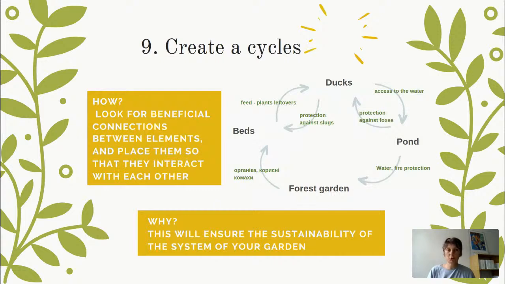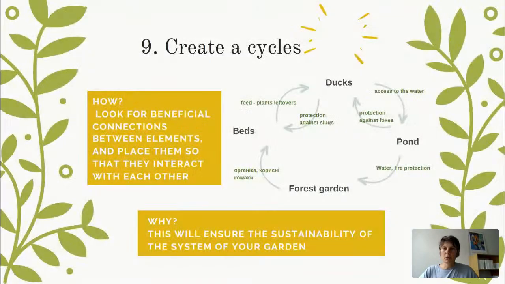We already talk about it a little, but I want to repeat that it's really important to think how to keep energy going in your site and not allow it to just go out. Yeah, and how we can do it? Look for beneficial connections between elements and place them so that they interact with each other. And I can show you some example here.